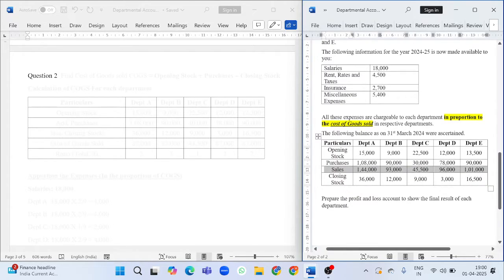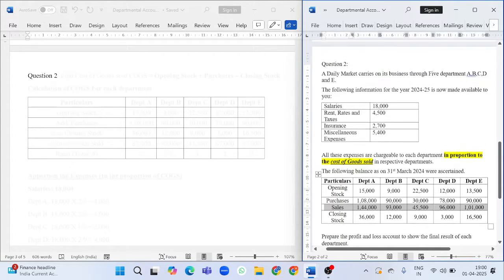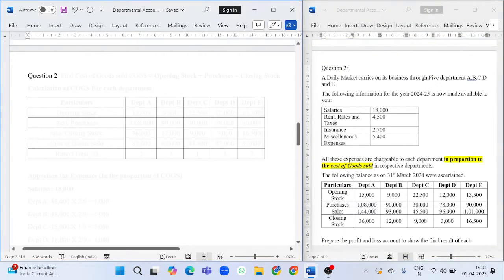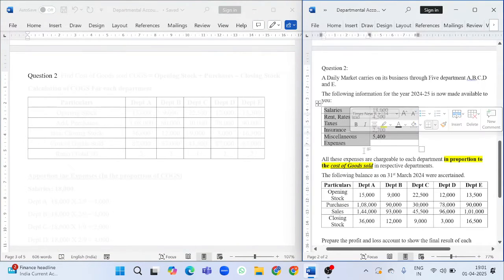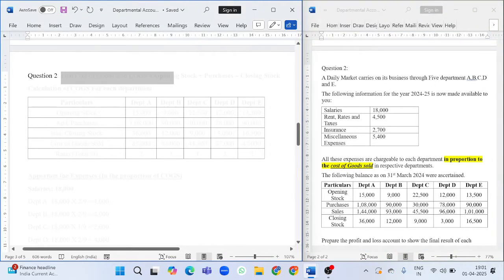Prepare profit and loss account to show the final result of each department. So we need to find whether a department is making net profit or net loss. So let us try to solve the question. As we need to divide the common expenses on the basis of cost of goods sold, we need to find the cost of goods sold. In the question they have not given cost of goods sold, so we have to calculate it.